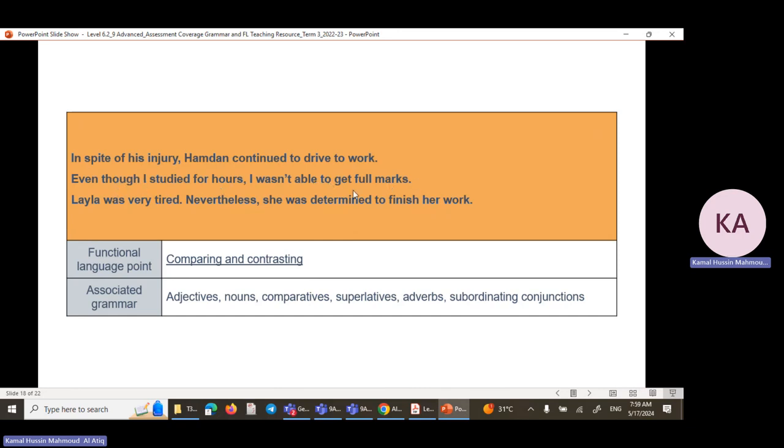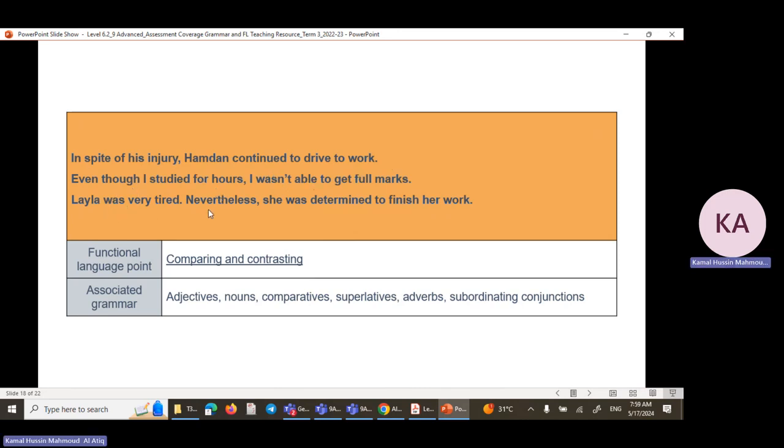This is positive and this is negative. Even though I took my medicine, I wasn't able to recover. Even though I got up early, I wasn't able to catch the bus. The result is not acceptable or is negative.